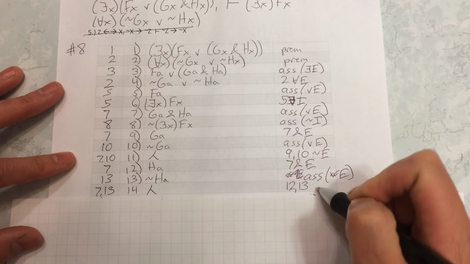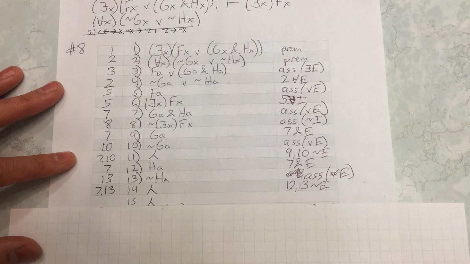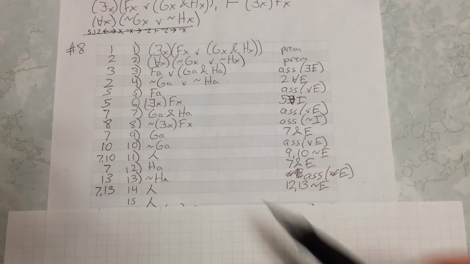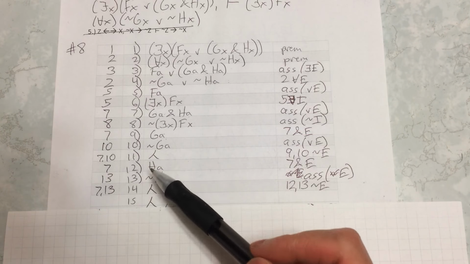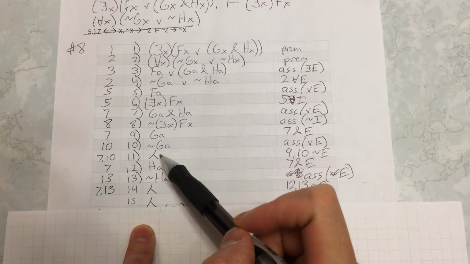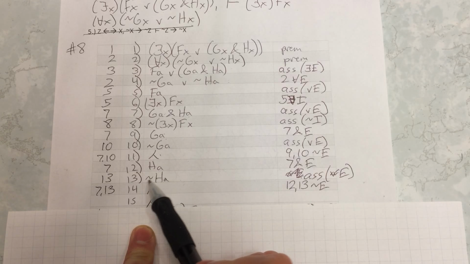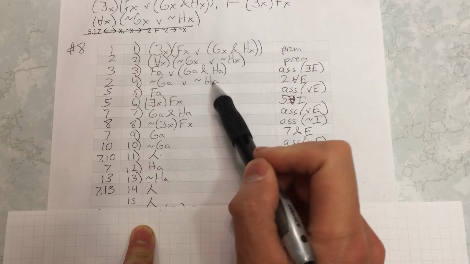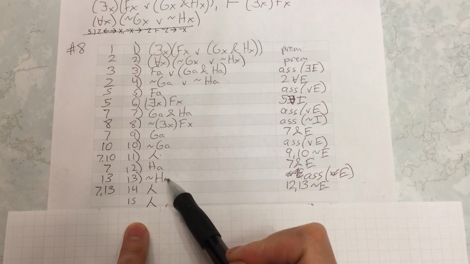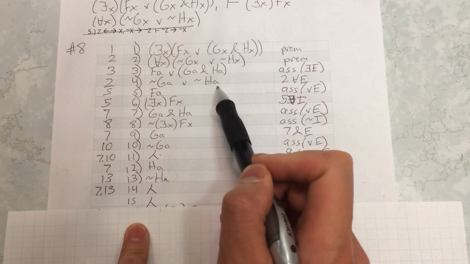So that's 12 and 13, negation elimination. I was ahead of myself there. Okay, so we got a contradiction from the left-hand side of the disjunct on 4, and then we also got another contradiction from the right-hand side of the disjunct on 4. So either side of this disjunction, we get a contradiction.